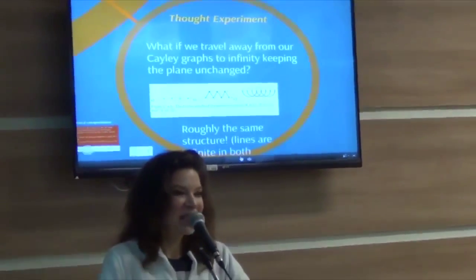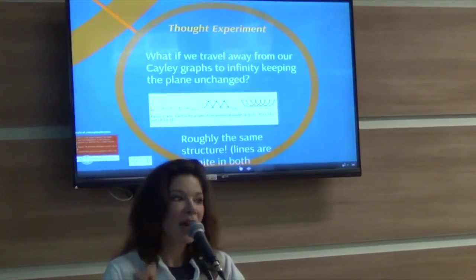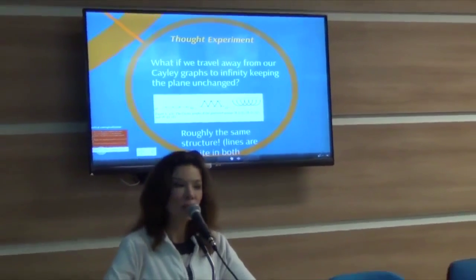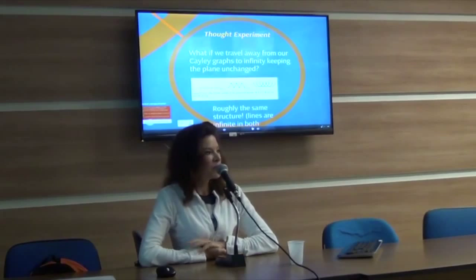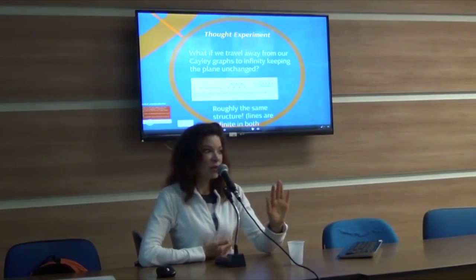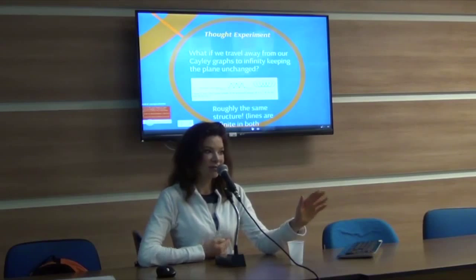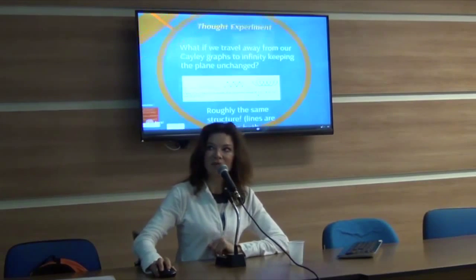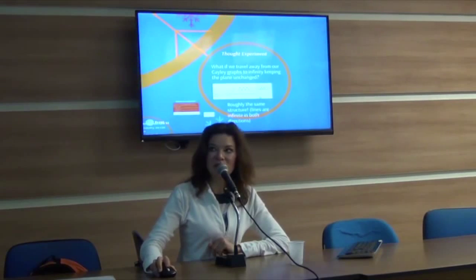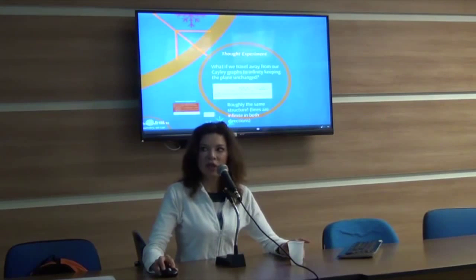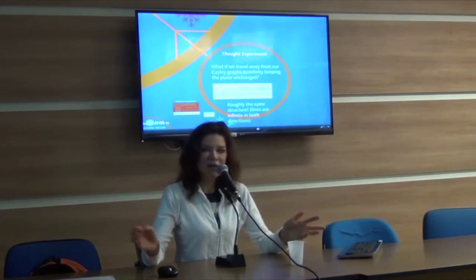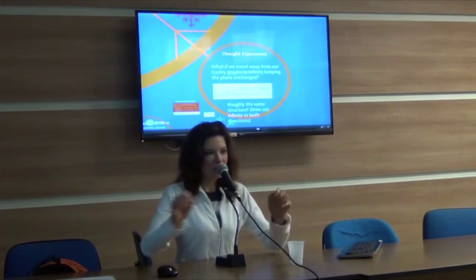Well, try to do a thought experiment. Think what happens if you fly away from your Cayley graphs, from the drawings, to infinity, but you preserve the plane unchanged. What will happen? When you look at them from a distance, the structure is roughly the same. The structure is roughly linear. Of course, they are continuous. Again, they are infinite drawings. The graphs are infinite, so you have to imagine them long enough.